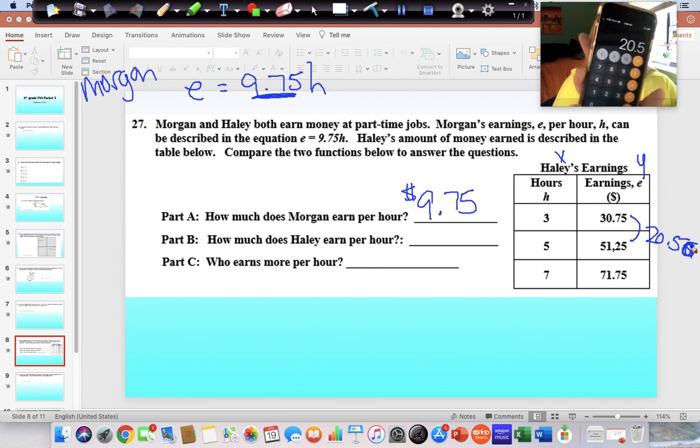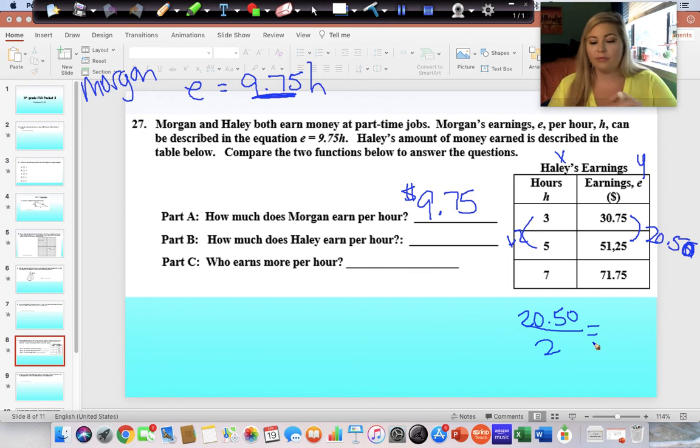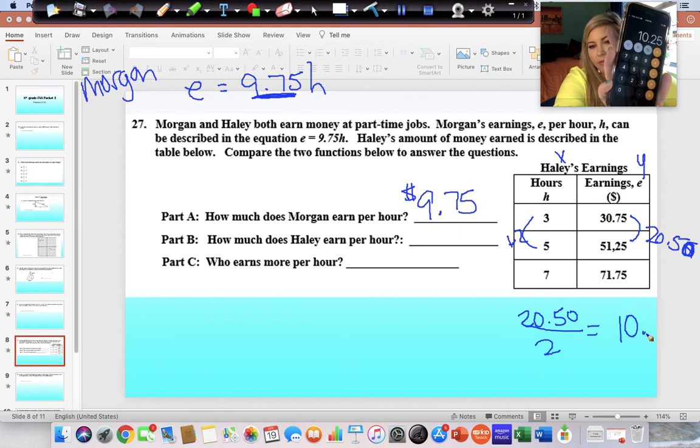Goodness gracious, that took a while. Okay, sorry. And to get from 3 to 5, we simply add 2. So now we take our 20.50 and we divide it by 2. Okay, and we get 10 1/4. So that's how much she makes per hour, $10.25.